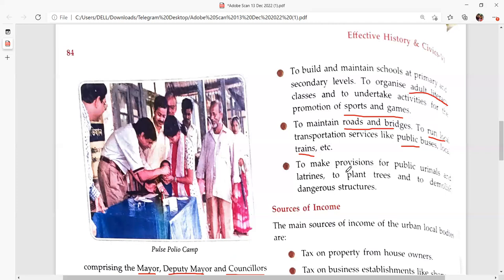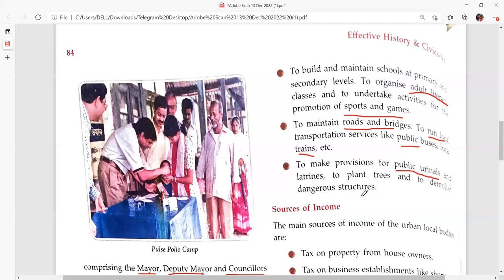And to make public urinals, yes, very important, because you have seen in India, people urinate here and there where they get a place to do it, but it should not be done. There should be proper urinals and latrines, so that their health will be preserved and will not get affected by that. And proper maintenance of the urinals and latrines will also be done by the municipal corporations.